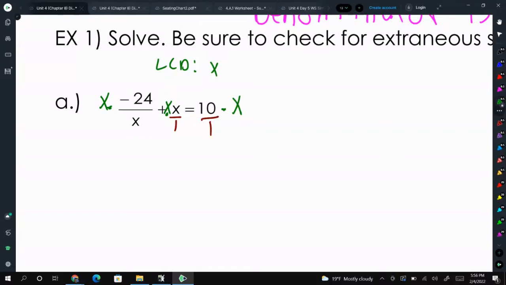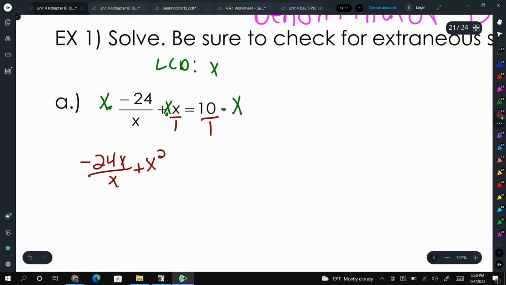And the reason we can do that is because we have two sides of the equation. When we're doing rational expressions, we would have to do x over x because we're just really multiplying by a form of 1, and that's allowed. But because this is an equation, if I multiply everything on the left side by x, I can multiply everything on the right side by x. I don't have to do x over x. So when we multiply everything by x, we get negative 24x over x plus x squared equals 10x. Now, the x's in the first fraction go away, so we have negative 24 plus x squared equals 10x.